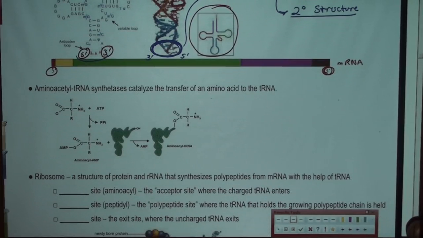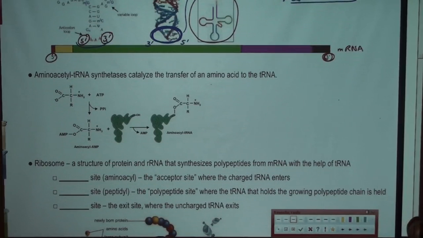So now, if we take a look here, we start out with aminoacyl-tRNA synthetase. It catalyzes the transferring of an amino acid to the tRNA. We're going to say it charges a tRNA. And when I say charges, that means it adds an amino acid to it.